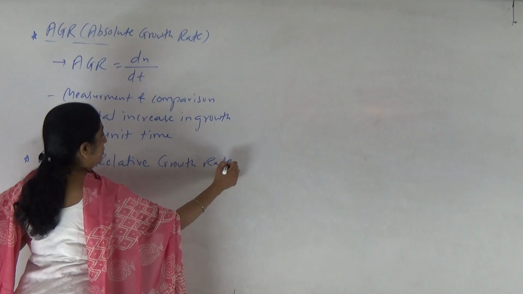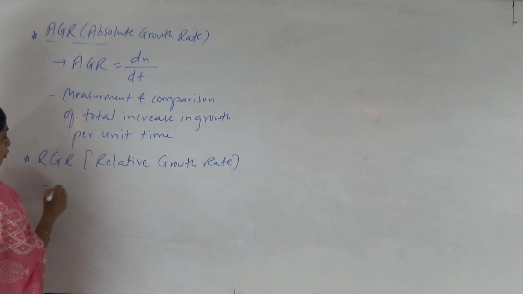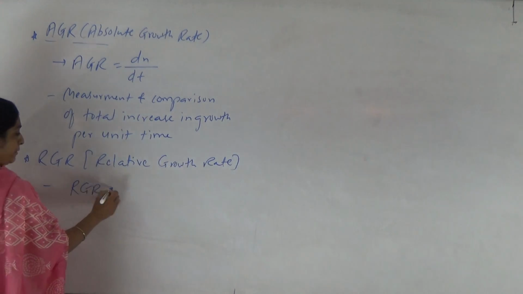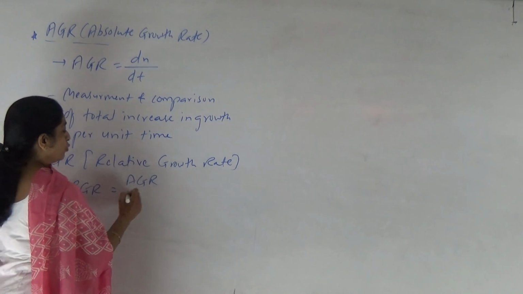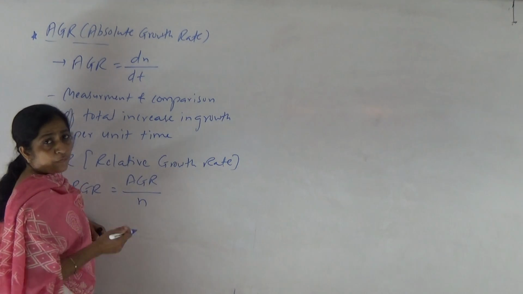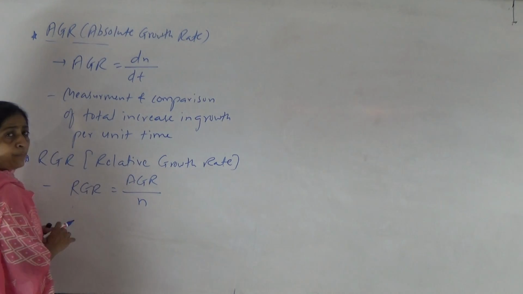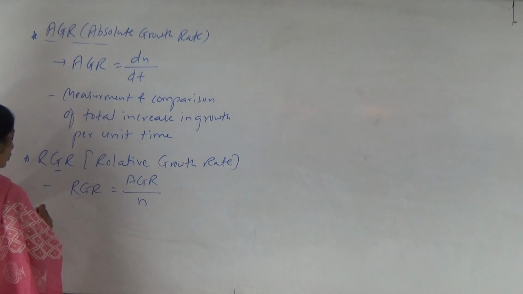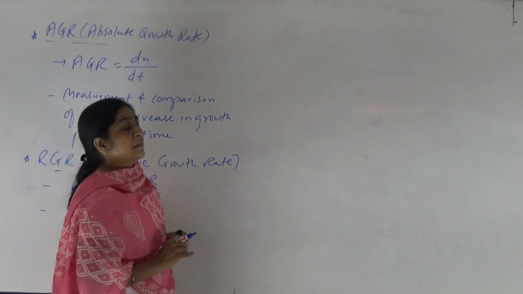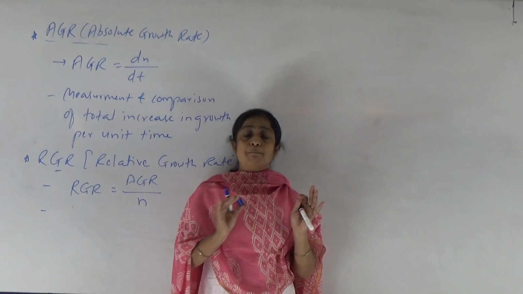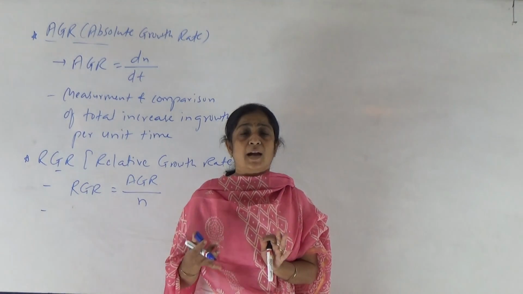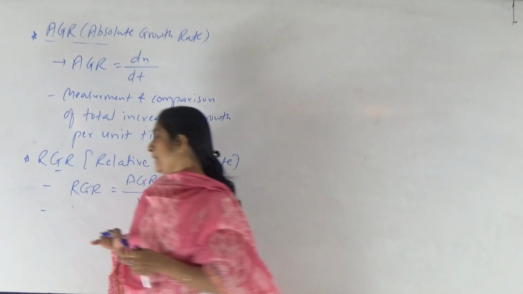Relative growth rate is calculated when the absolute growth is divided by the total number of cells present, right? So we will get RGR equals AGR upon N. What is relative growth rate? It is the increase in the part of a system per unit time on a common basis, right?